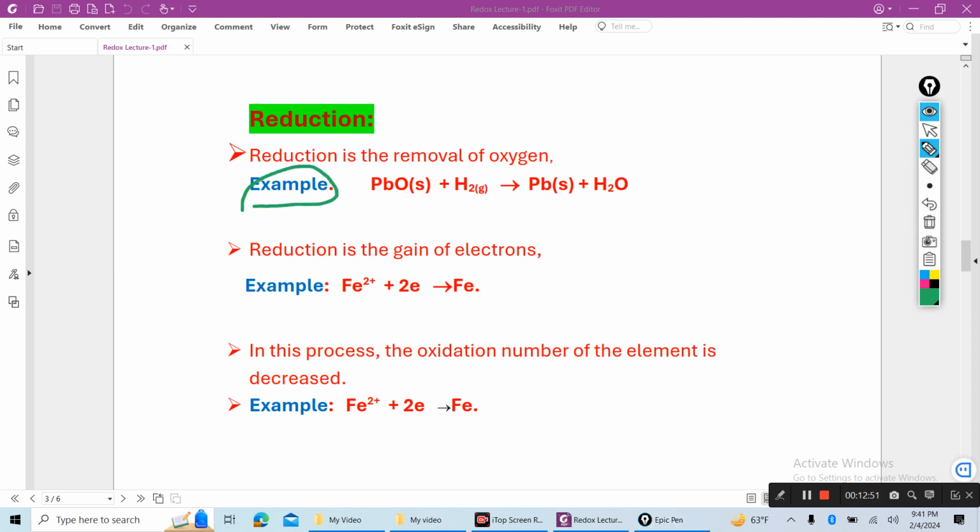Here lead oxide goes to lead, that means oxygen is lost, minus oxygen, lead is produced. So here lead oxide is reduced, reduction occurs, because lead oxide lost oxygen. So this is reduction.